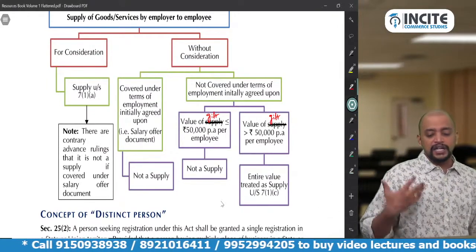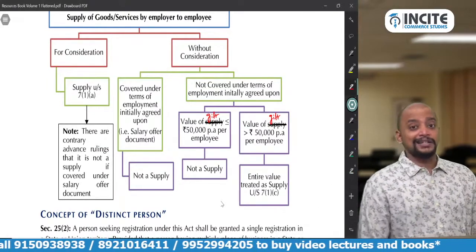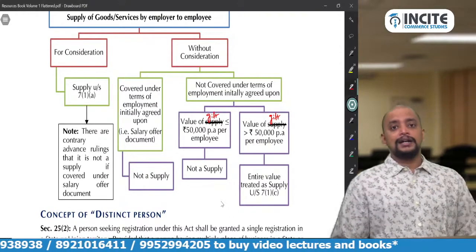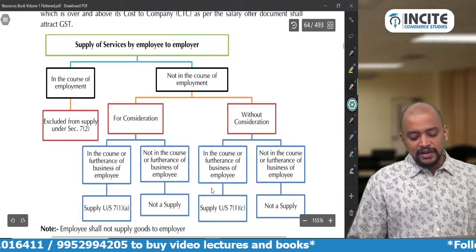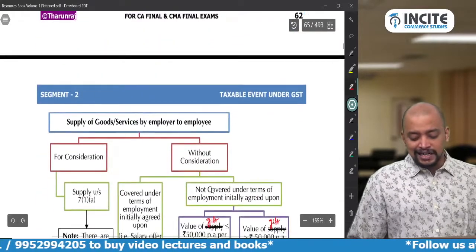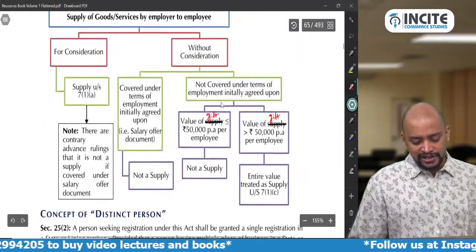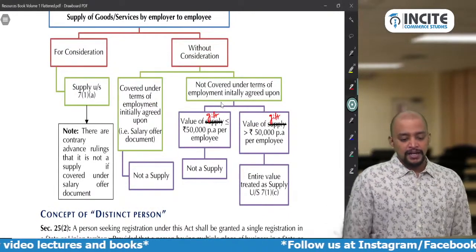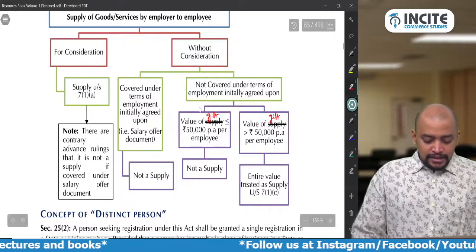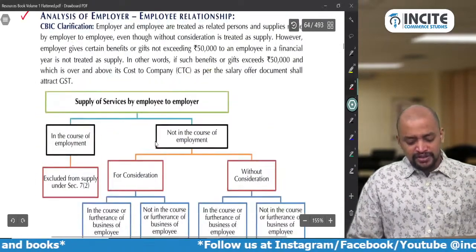If the value of the gift exceeds 50,000, it is supply. Entire value will be supply under section 7.1c. So these two charts give you the clarity related to employer-employee relationship and its taxability. If you have any doubts up to this, you can ask.